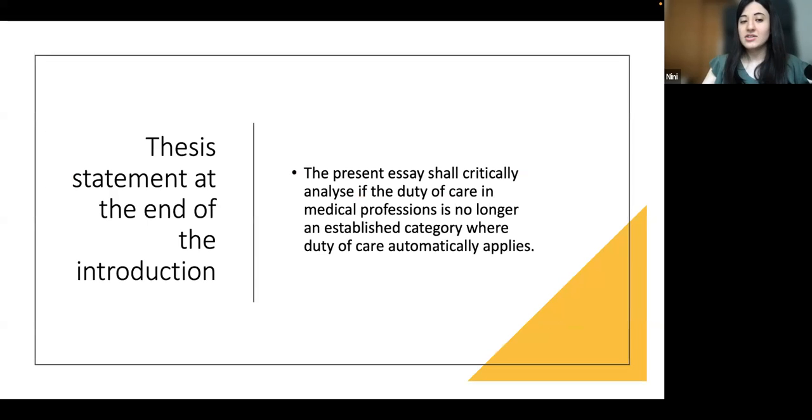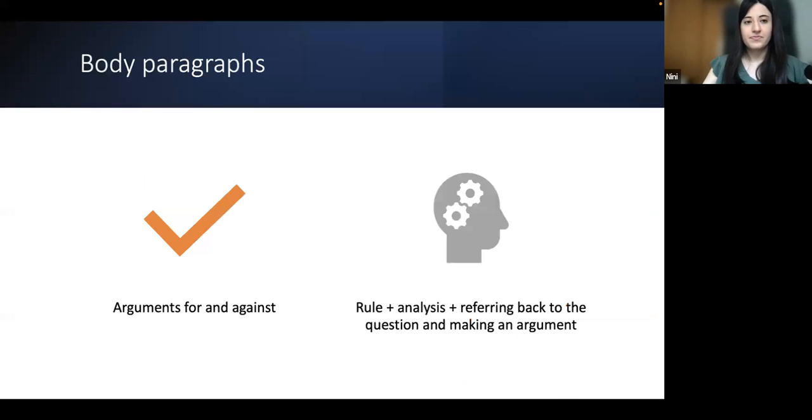This statement at the end of the introduction is very important. This is where you announce your plan of what you're going to argue in your essay. For example, in this case, it can be something like this: The present essay shall critically analyze if the duty of care in medical professions is no longer an established category where duty of care automatically applies. This is setting the scene for the arguments to come. This is explaining what you're going to argue in your essay.